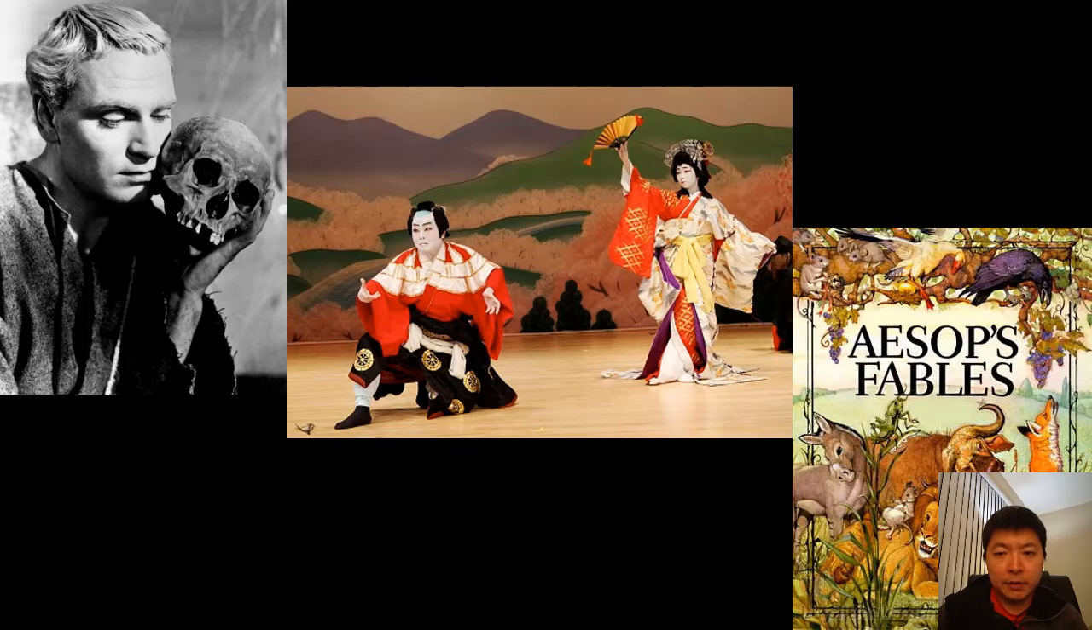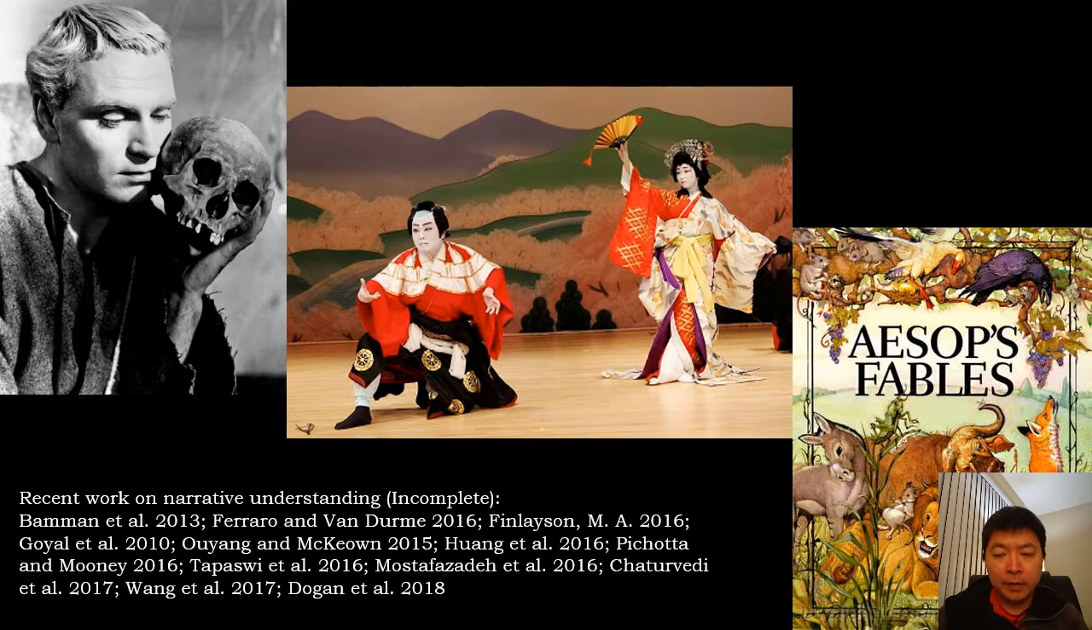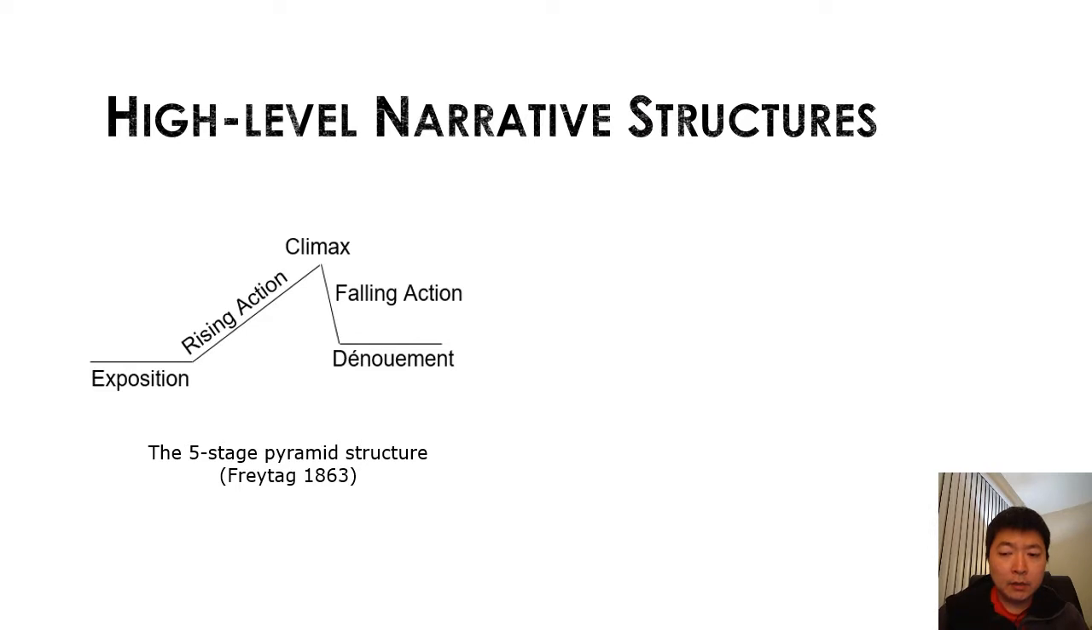In recent years, there has been some renewed interest in creating computational systems and algorithms that understand narratives, and here I show only an incomplete list. However, very few of those papers actually focus on high-level structures of a narrative. Now, what do I really mean by high-level narrative structures?